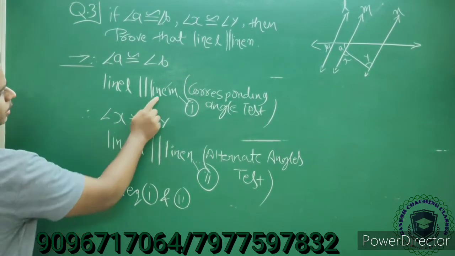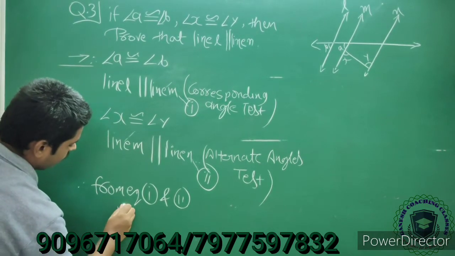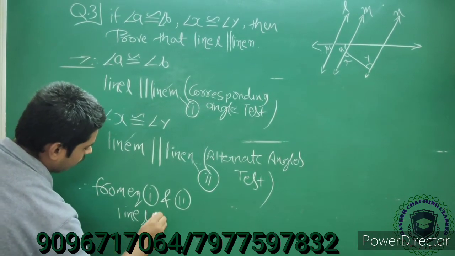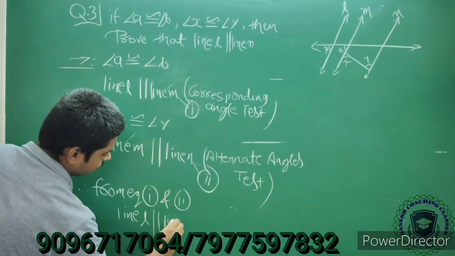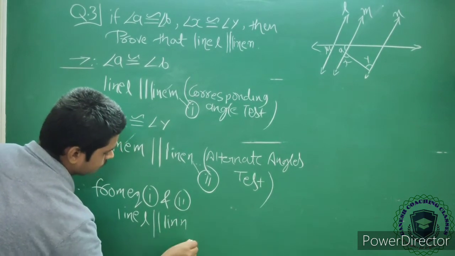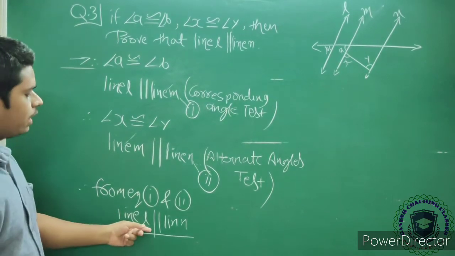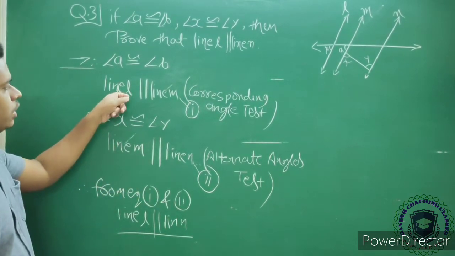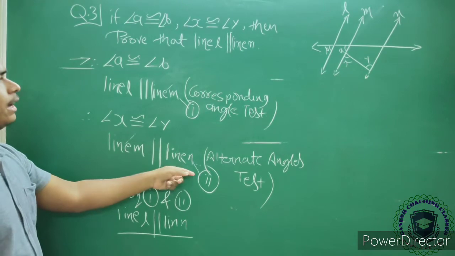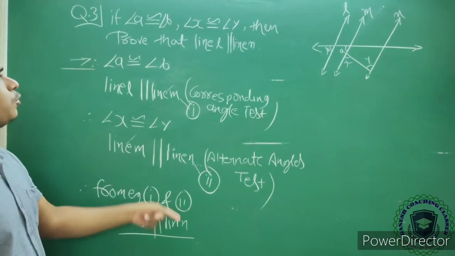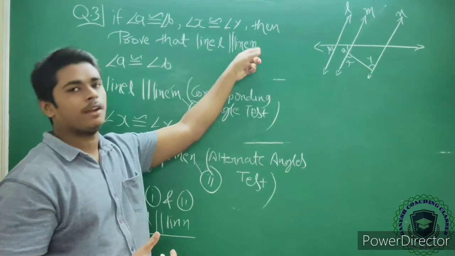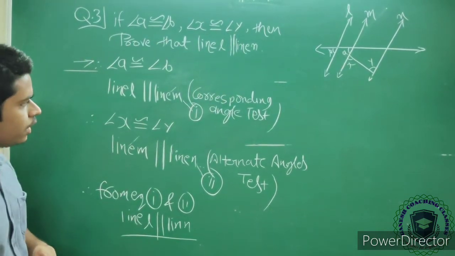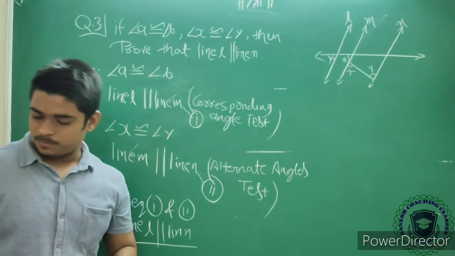here line M cancels, so we are getting line L is parallel to line N. So we proved line L is parallel to line N, because here line L remains, here line N remains, and this is what we were asked to prove in the question, that line L is parallel to line N. So here we completed question 3. Let's start question number 4.